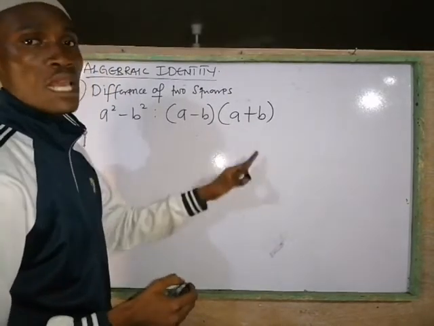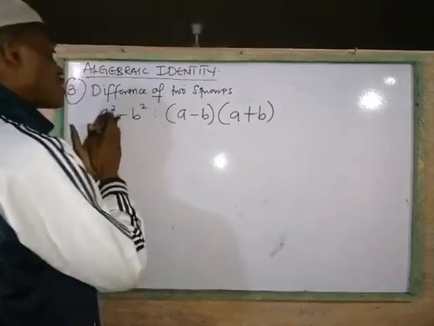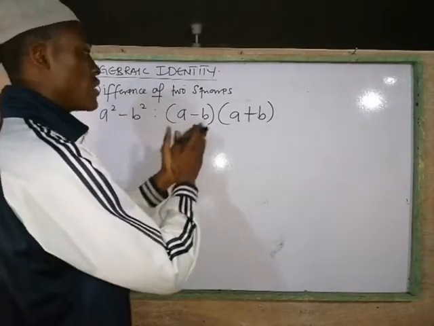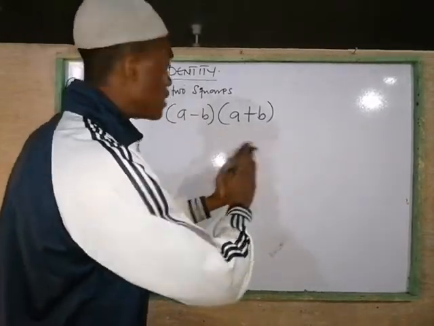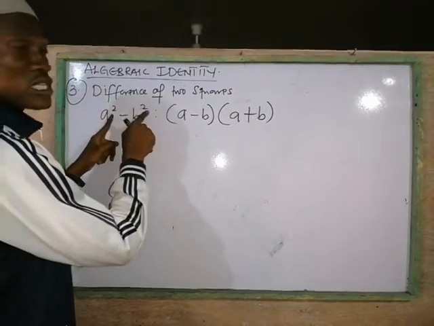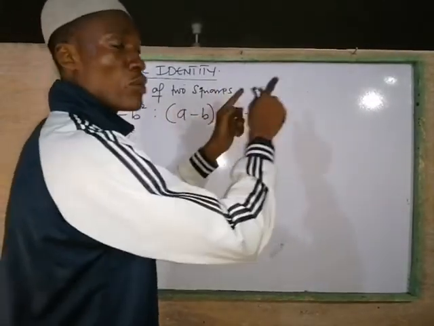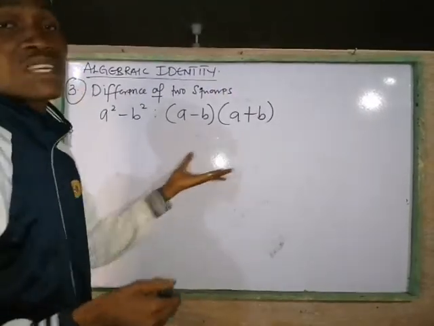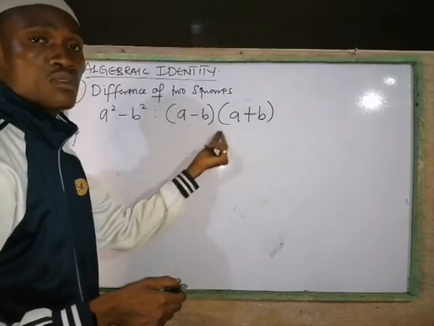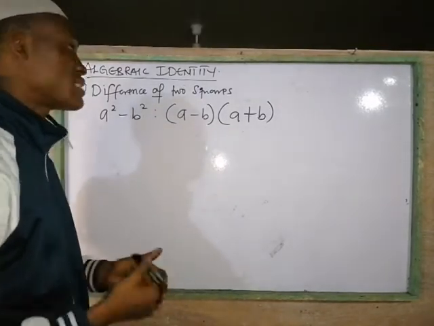(a minus b)(a plus b). A squared minus b squared can be expressed as (a minus b)(a plus b). Very simple. Whenever you have two squares, it becomes (a minus b)(a plus b). So if you want to be sure what you did here is correct, you can just multiply these two values together and see if you get the same thing.